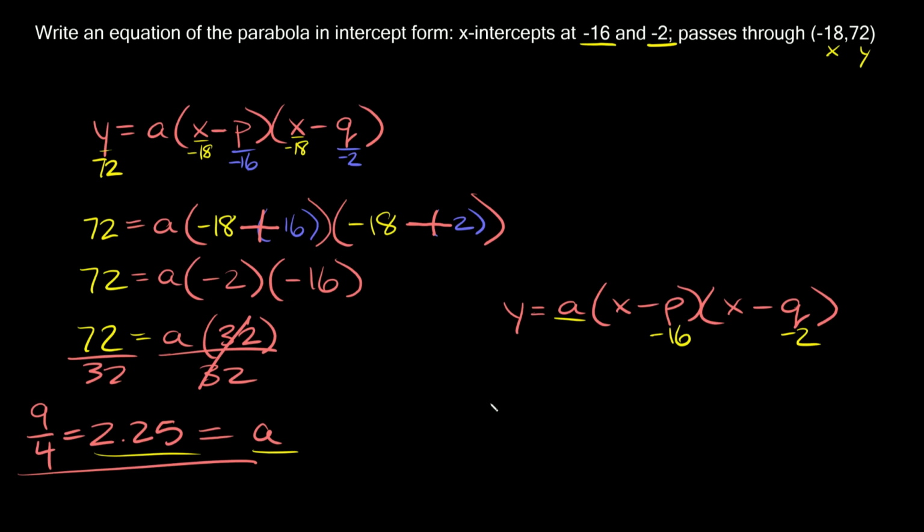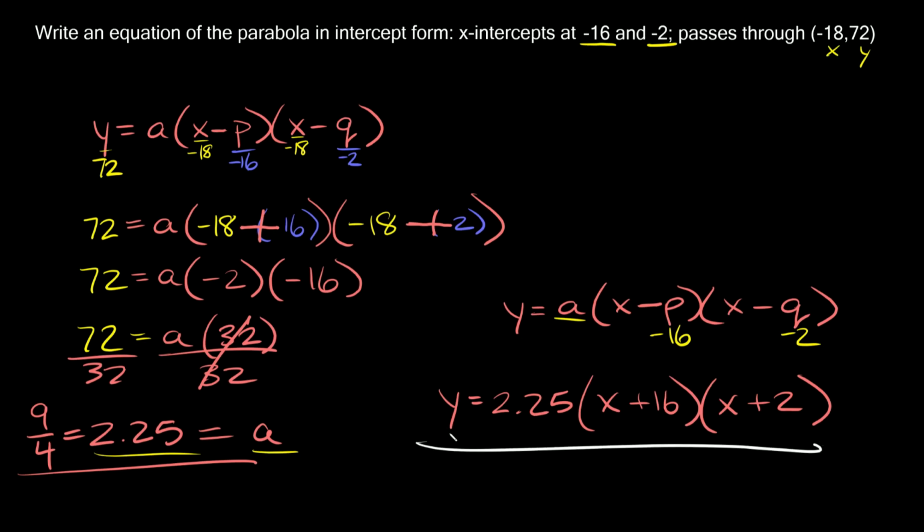So then if we plug in those two things right here, we're going to get that y is equal to a, which is 2.25 or 9/4, times (x minus -16), but like we saw, that's going to be a positive, right? So we can just write that as x plus 16 instead. And then here it's going to be the same thing, right? We're going to have x minus -2, so we can write that as x plus 2, right? So x plus 2, all right? So then there's your final equation right there.